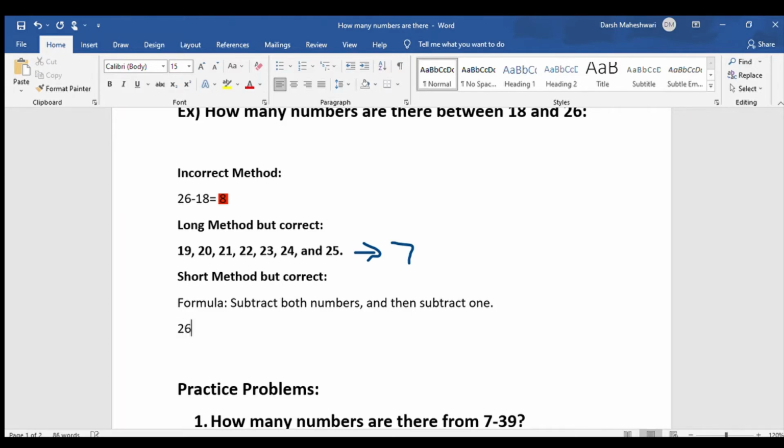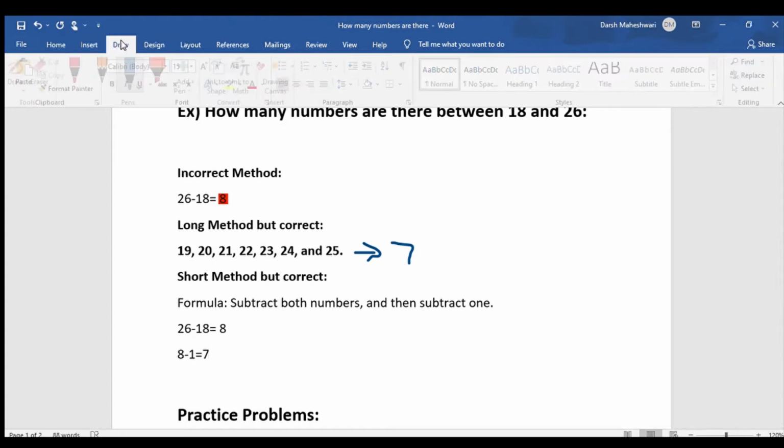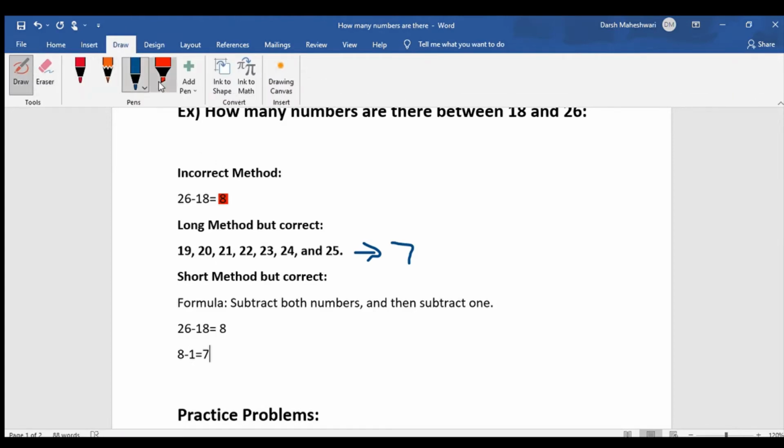We start with 26 minus 18, which is equal to 8. And then we go ahead and subtract 1. 8 minus 1 equals 7. And as you can see, I'll change this to green to make it correct. It matches the long method, which is correct, and in this case, correct over here.